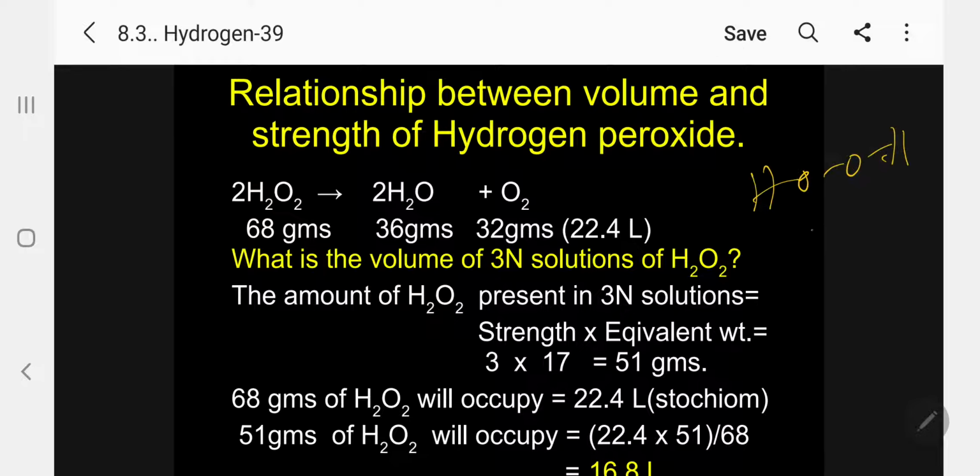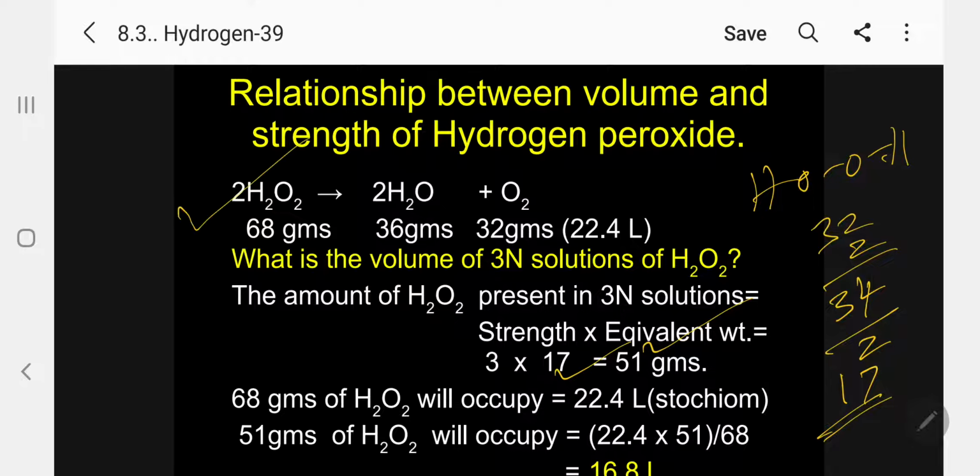So it is 32 plus 2, 34, divided by 2, 17. So the equivalent weight is 17. So 3 into 17, 51. Okay, now we can get the help of stoichiometry. 68 grams of hydrogen peroxide will produce 22.4 liters of oxygen. So for 51, the volume is 24.4 liters.